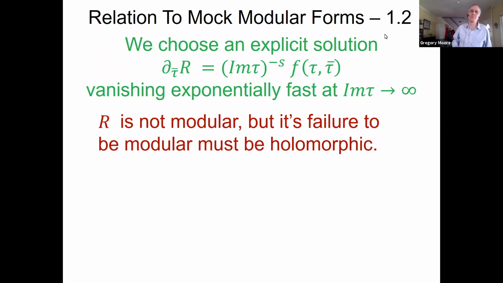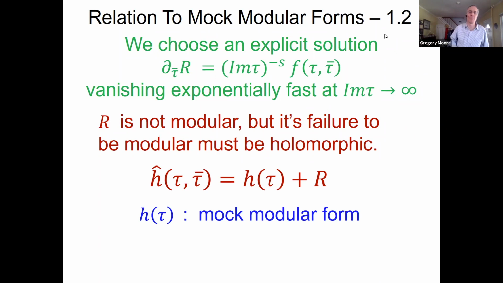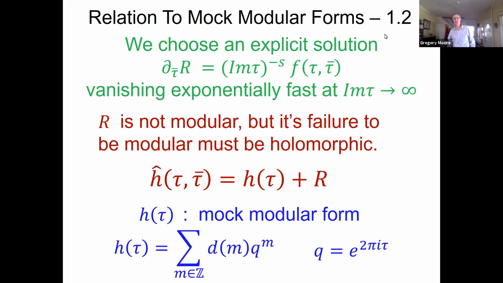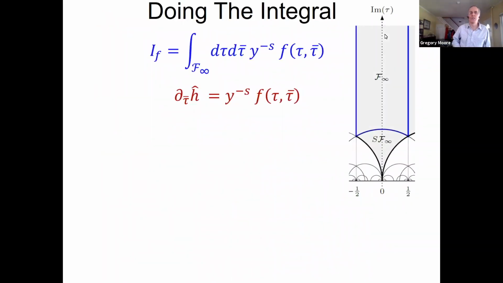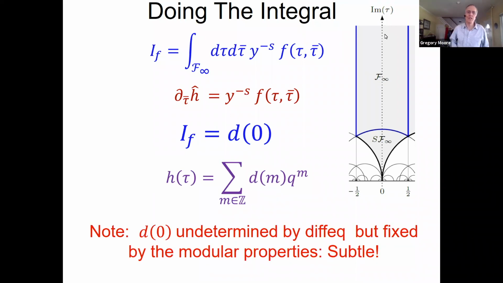So the failure of r to be modular must be some holomorphic shift. That suggests there's a holomorphic function h of tau such that h of tau plus r is modular. And such an h of tau is what's meant by a mock modular form. Everything has a nice Fourier expansion here, so h of tau will have a nice Fourier expansion. If you can find h of tau, you're home free. You write the integrand as a total derivative, as I just explained, all of the finite boundaries cancel, and you're just left with the boundary region at infinity, which gives you the constant term in the q expansion of the mock modular form. Notice that it's undetermined by the differential equation fixed by modular invariance, so it's slightly subtle. But it's all pretty elementary.